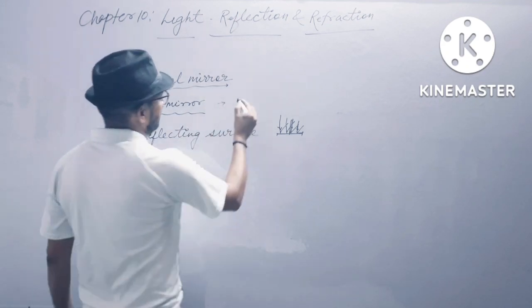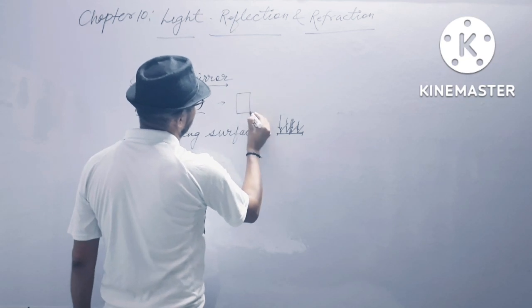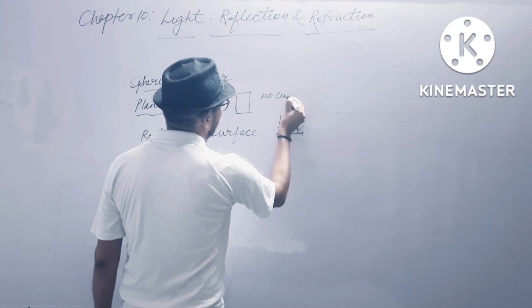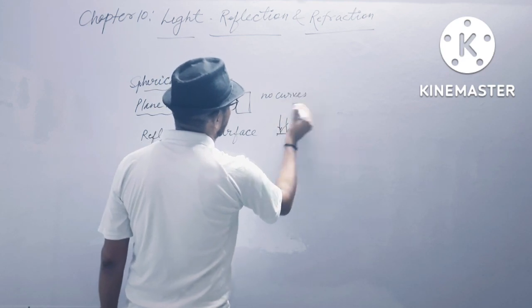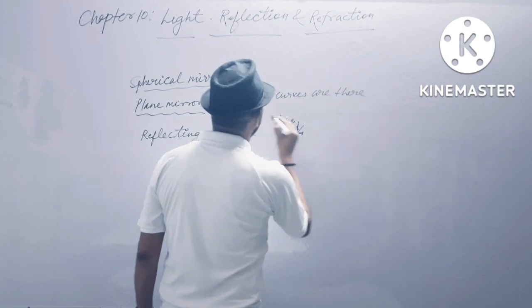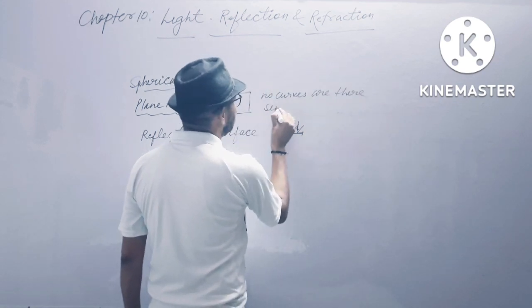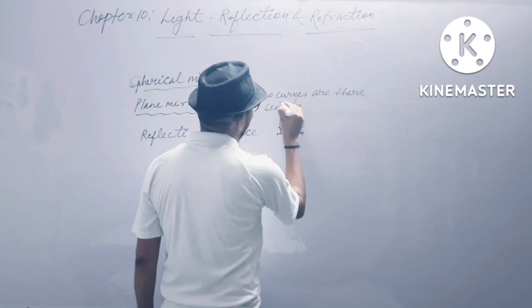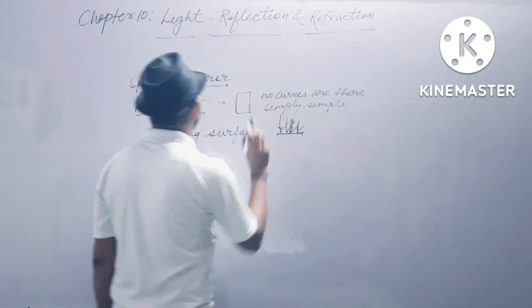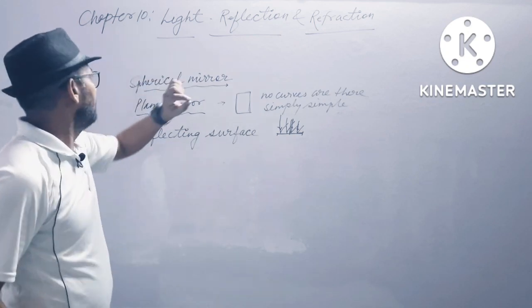So what is a plane mirror? A plane mirror is very simply a plane mirror. There are no curves, no curves are there. Simply simple.